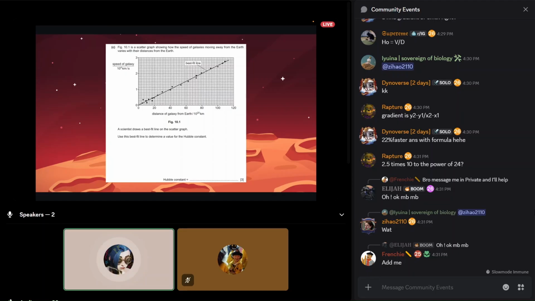But what I usually do is find a point where the line touches perfectly on the corner of the box, so it's easier to do. For me, I used 20 on the x-axis and 0.5 on the y-axis because that's where they meet. So basically, x equals 20. So you should get 0.025 for your gradient. Does everyone get 0.025 for your gradient?